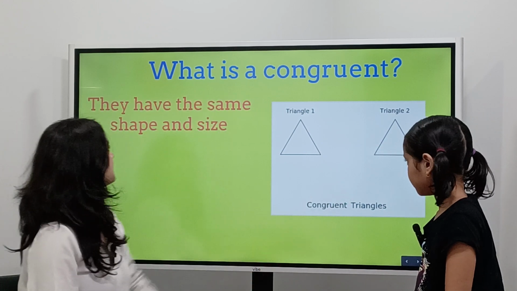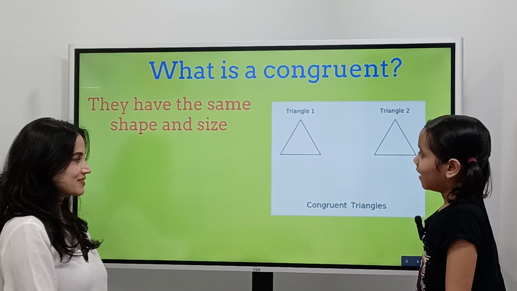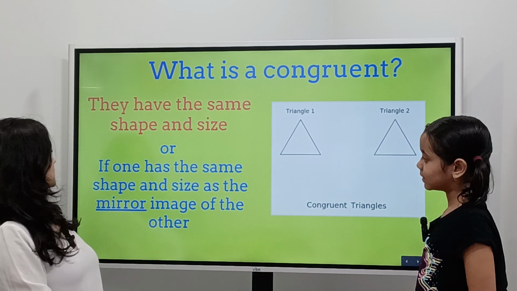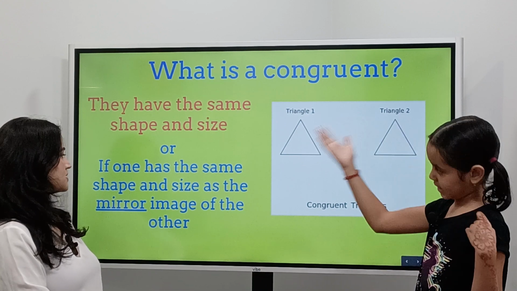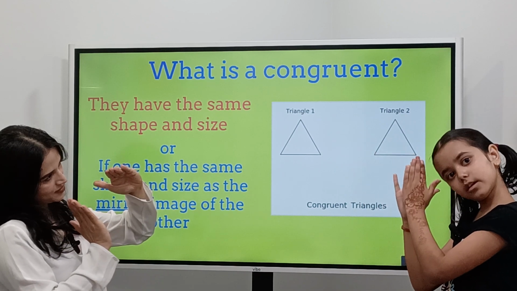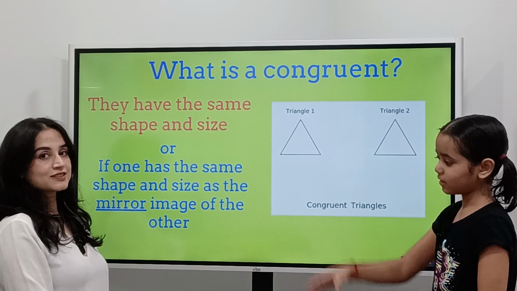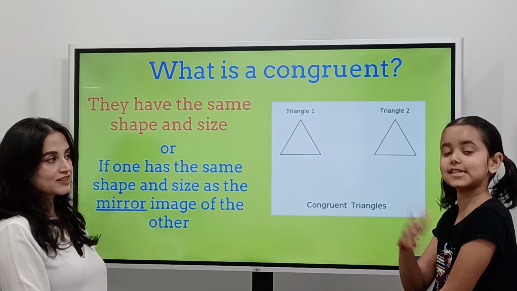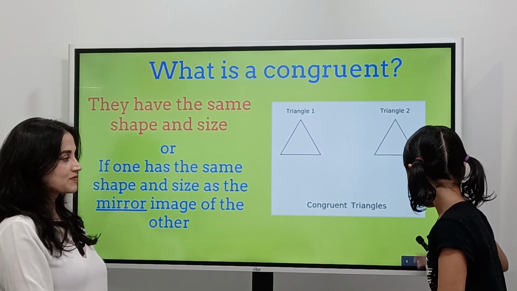Okay, let's see. So they have the same shape and size. So triangle equal to triangle. Or if one has the same shape and size as the mirror image of the other. So if I put the mirror right here and there's two triangles on one side and the mirror's in the middle, it will look like the triangle on the other side is right there, but it's the same thing, but it's upside down.